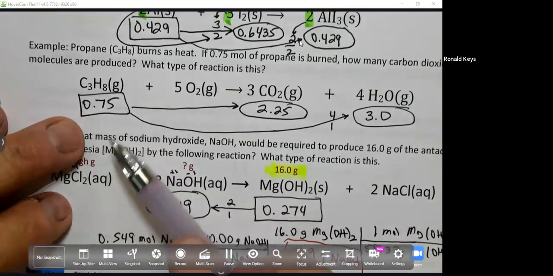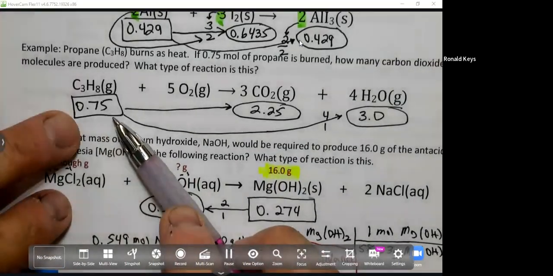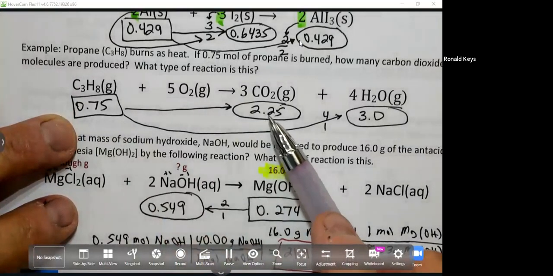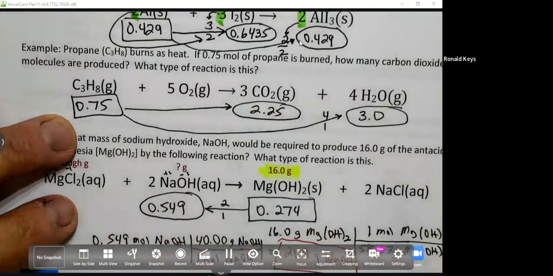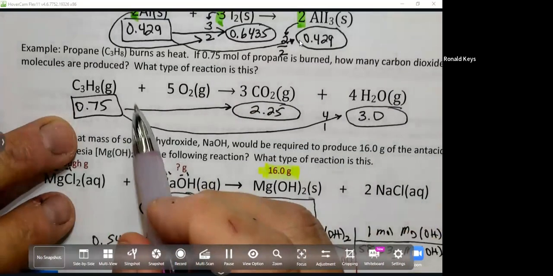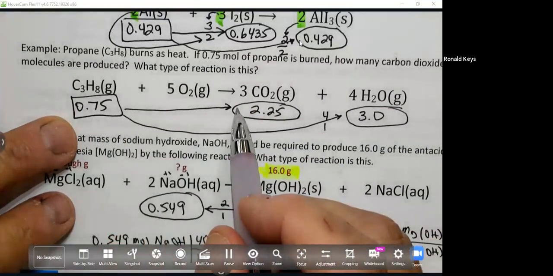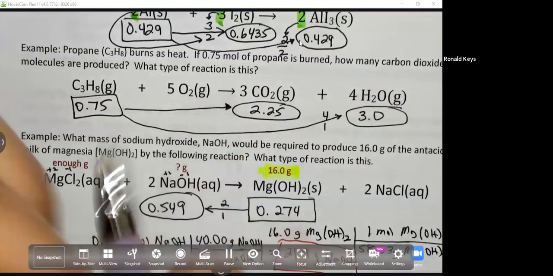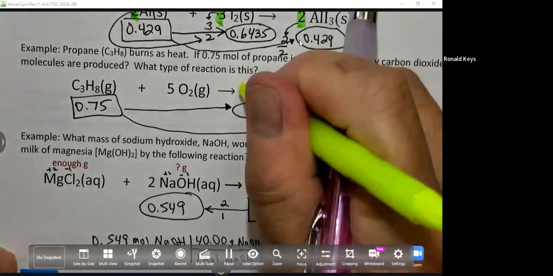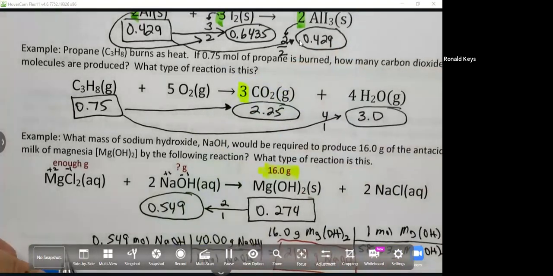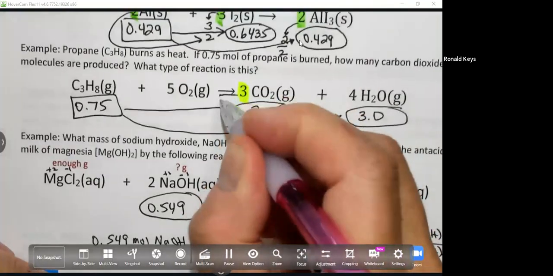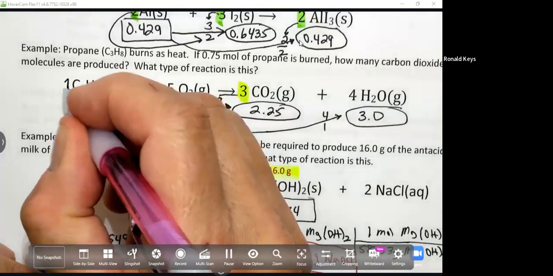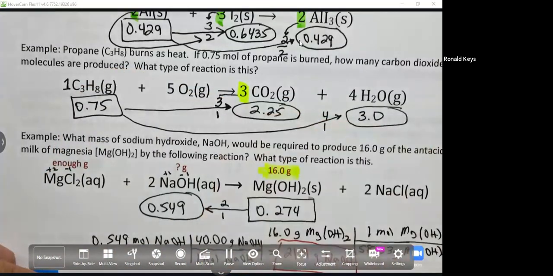So in this problem right here, we had 0.75 moles of propane, and we wanted to know how many moles of carbon dioxide we are going to produce. We draw our arrow this way, and to figure out the moles, this number here from the balanced equation is going to go on top, and we're going to have 3 over what we started with. There's a 1 there, 3 over 1.